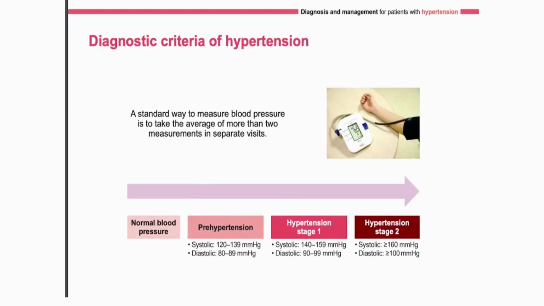Diagnostic criteria of hypertension. Hypertension is diagnosed when the average systolic pressure is 140 millimeters of mercury or higher, or when the average diastolic blood pressure is 90 millimeters of mercury or higher, taken on 2 or more separate days. Systolic and diastolic blood pressure of less than 120 and 80 millimeters of mercury respectively is considered normal. Most people who think that their blood pressure is low actually have normal blood pressure.